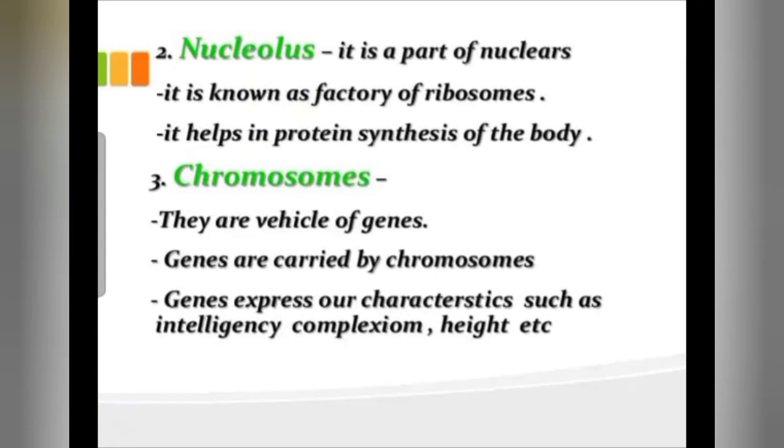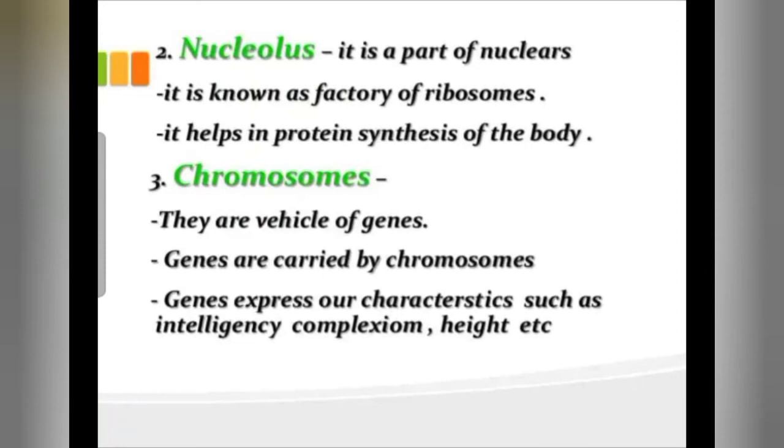The nucleus contains a round shaped structure that is called the nucleolus. It is a part of the nucleus and it is known as the factory of ribosomes also, and it helps in protein synthesis of the body.